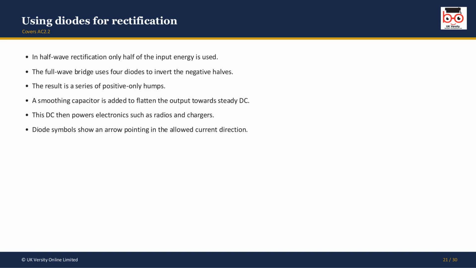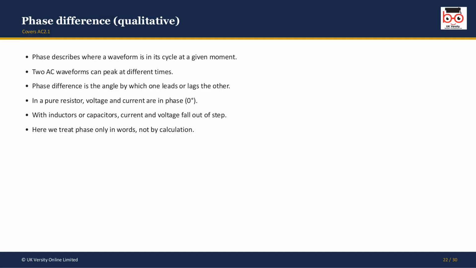In half-wave rectification, only half the input energy ever gets used. The full-wave bridge, with its 4 diodes, inverts the negative halves, so you end up with a series of positive-only humps. To smooth those humps towards steady DC, we add a smoothing capacitor, and that cleaned up DC then powers electronics like radios and chargers. On a circuit diagram, the diode symbol's arrow points in the direction it allows current to flow. Let's talk about phase, at least in words.